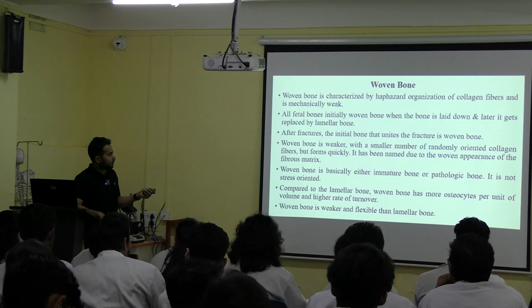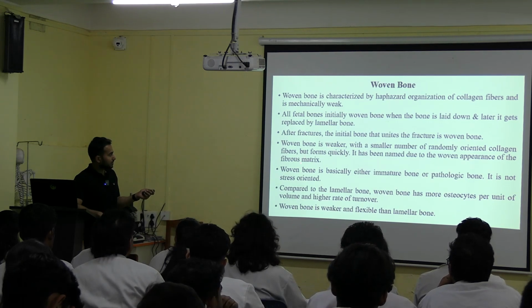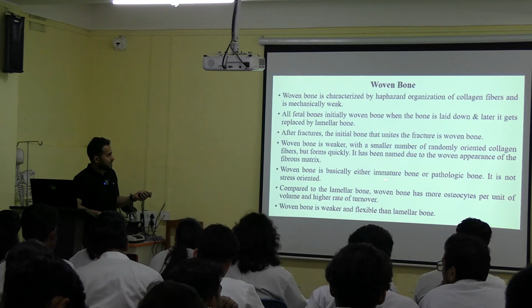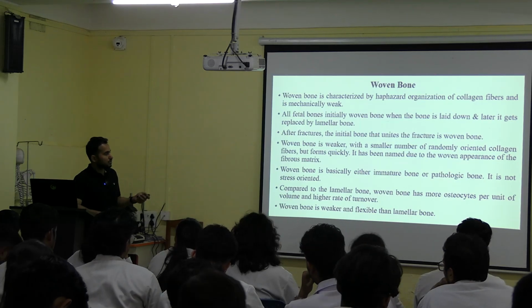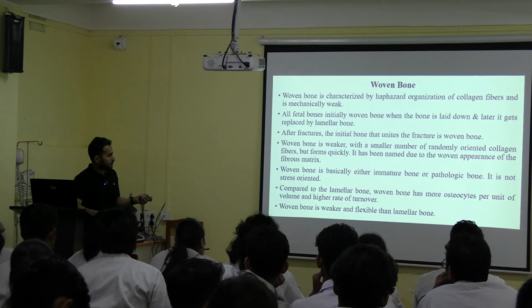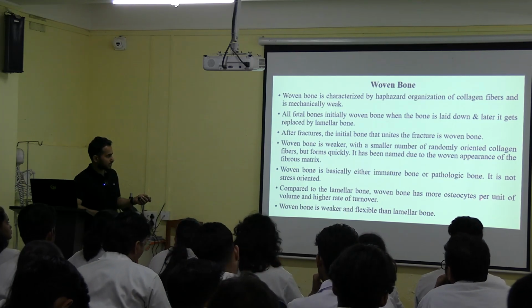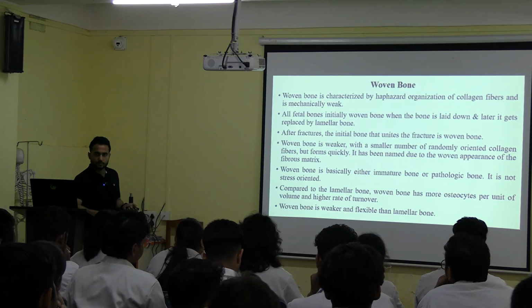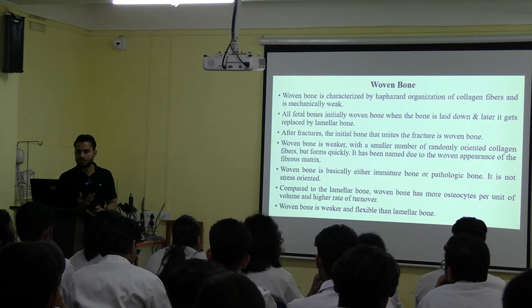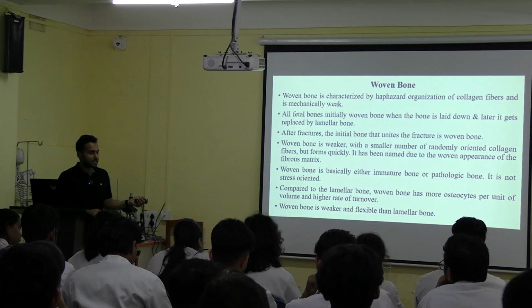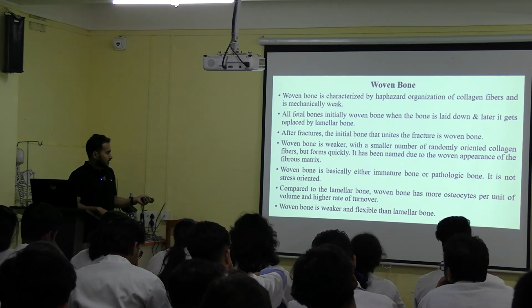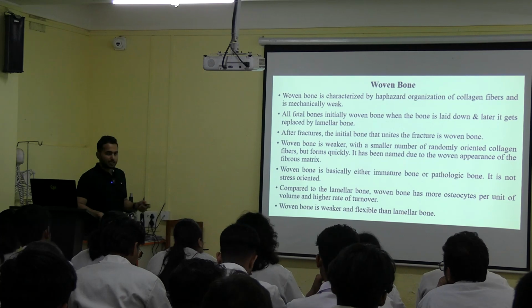Woven bone is weaker, with fewer and randomly oriented collagen fibers, but it forms quickly. Woven bone is basically either immature or pathologic bone, mainly immature. Compared to lamellar bone, woven bone has more osteocytes per unit volume. This is very important because it is growing, so it needs a greater number of cells. Woven bone is weaker and more flexible than lamellar bone.